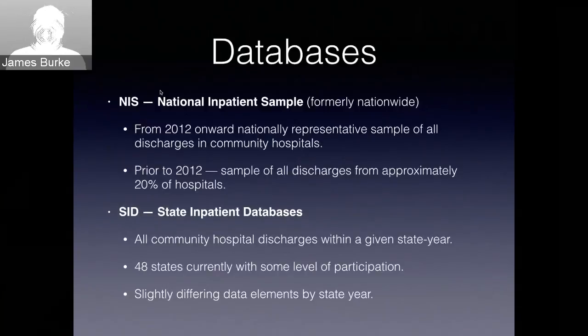It's about a 20% sample of all hospitalizations nationwide, and they use a complex survey weight design that we could talk about at great length, but I'm not going to, because their documentation is fantastic. So if you want to do a trend analysis, is it possible to merge NIS over time?